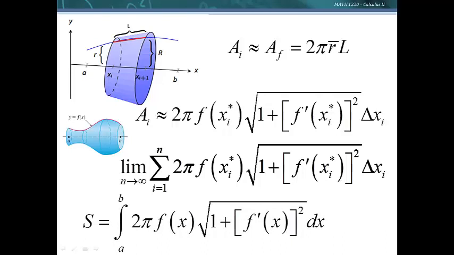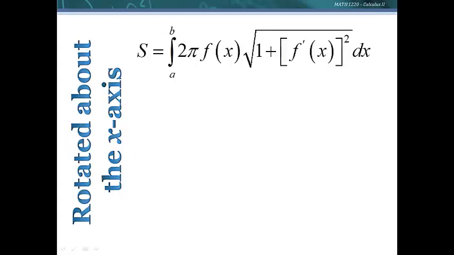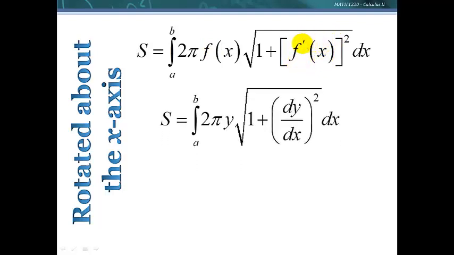So it's 2 pi f of x and then the square root of 1 plus the quantity f prime of x squared, dx. So as we look at this, if we generate a solid of revolution and we want its surface area and we're rotating around the x-axis, it's going to be this integral. But there are some different ways to express this. This f of x could be expressed as y, and we could also use Leibniz notation. So here's another way that it could be expressed.